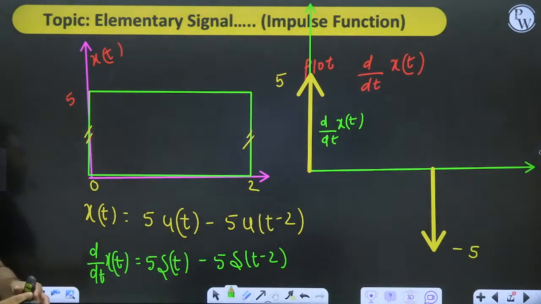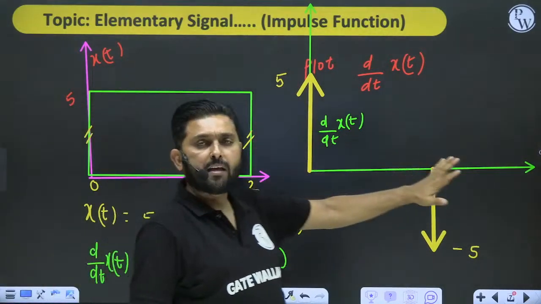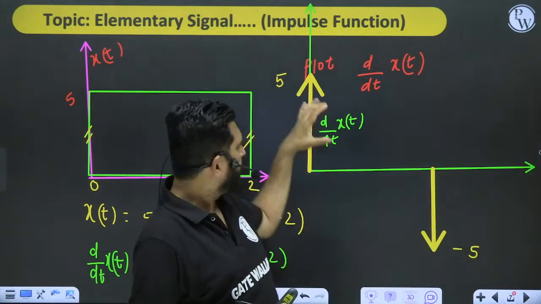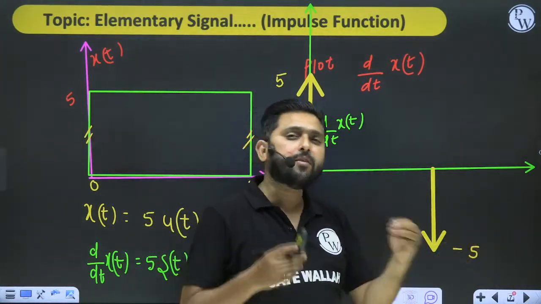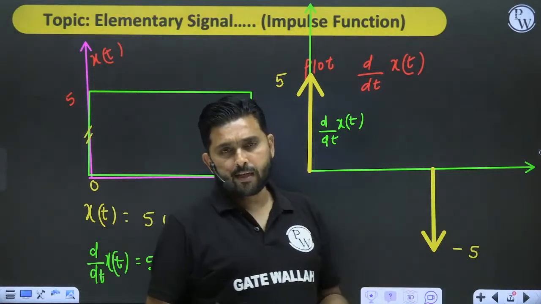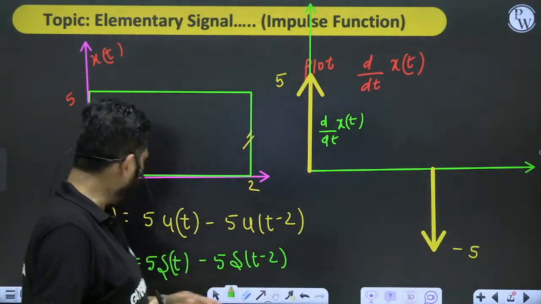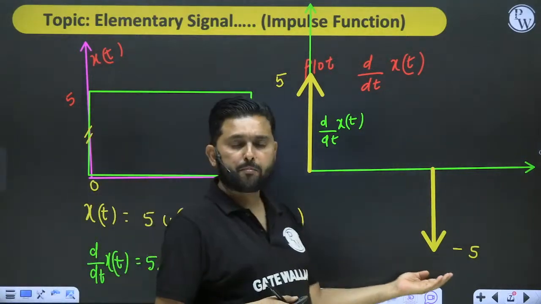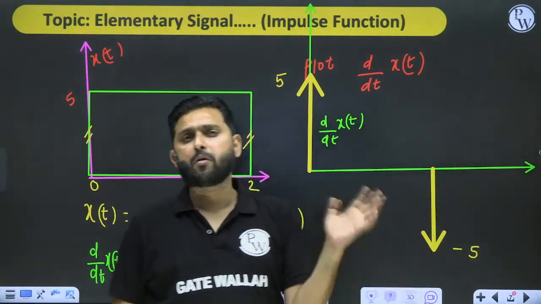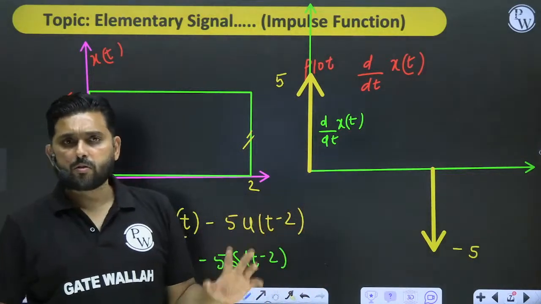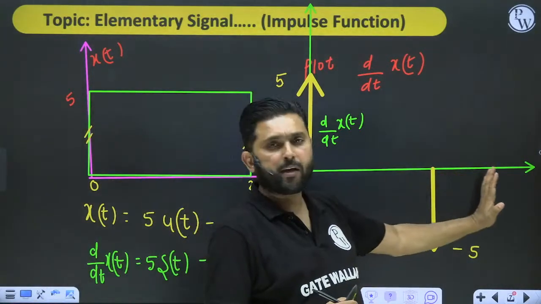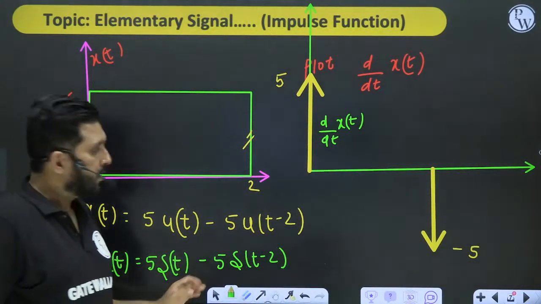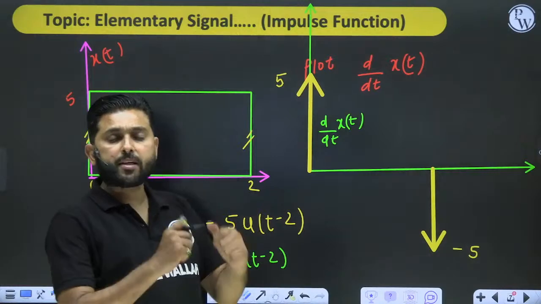Whenever there is a jump at a point of discontinuity, if you differentiate the function there, then surely you will get an impulse function. Anywhere you have a jump, if you take d by dt of x of t, then you will get an impulse. You understand my point or not? That is one of the most important points that you have to take care of. So this is what d by dt of x of t is.